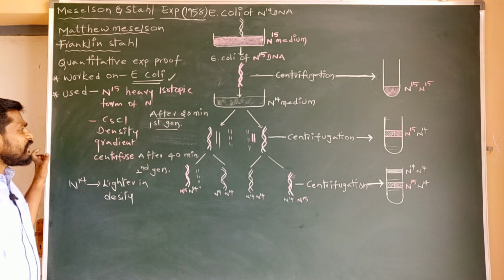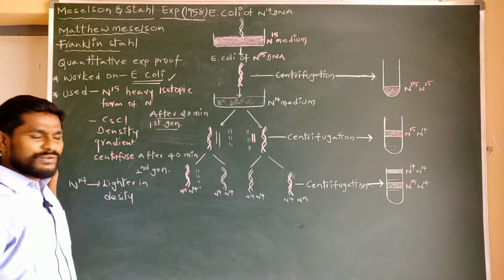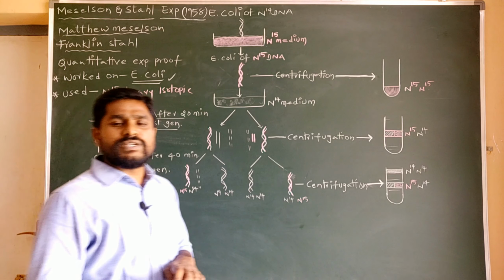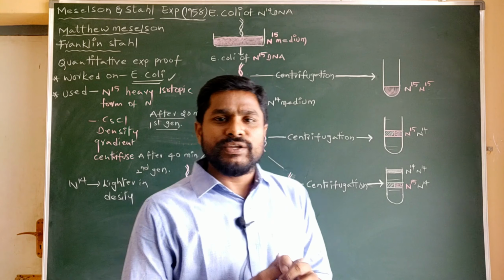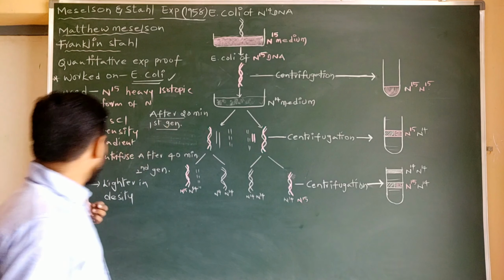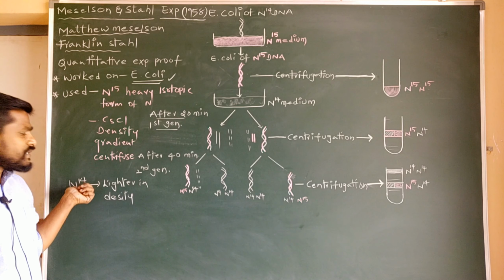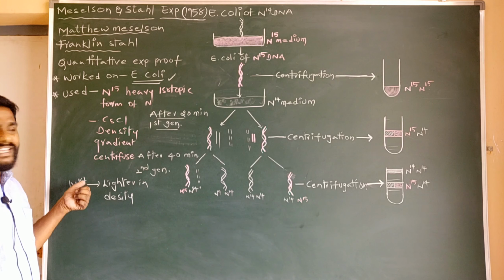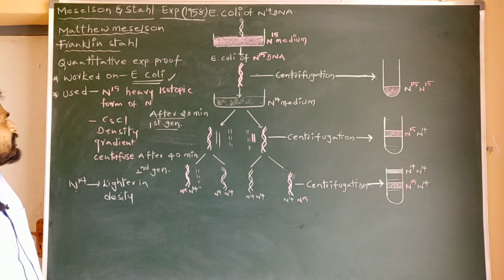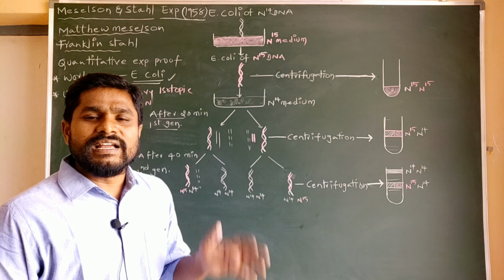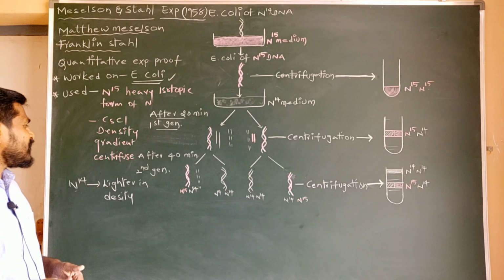And coming to cesium chloride density gradient centrifugation. Cesium chloride is a chemical substance which shows density values similar to that of the normal nitrogen present in DNA. So, N14 DNA and cesium chloride show similar density, so they preferred the cesium chloride density gradient centrifugation for their experiment.